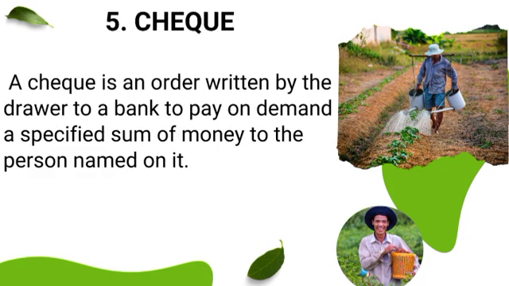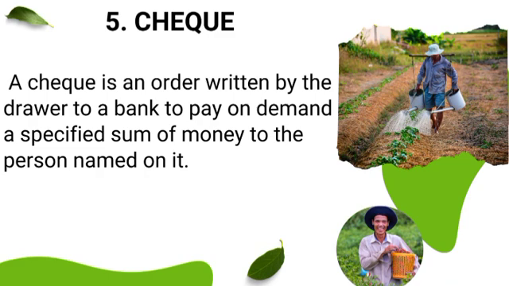So number 5, you have check. Check is an order written by the drawer to a bank to pay on demand a specified sum of money to the person named on it. So check is given by someone to another person. The person that holds the check, the name will be on it, and the amount to be withdrawn, to be taken to the bank for withdrawal of money.